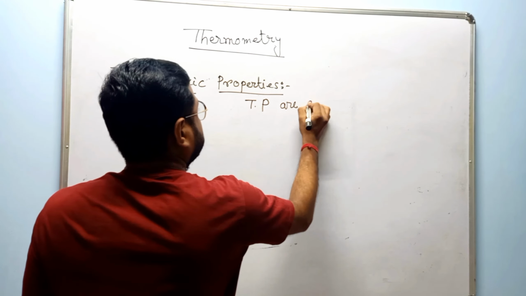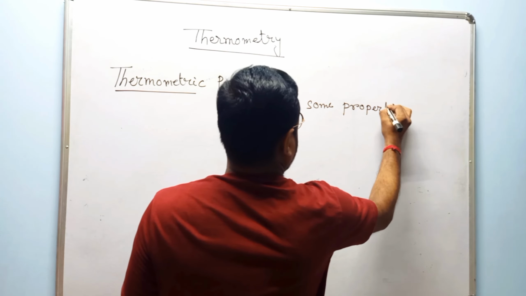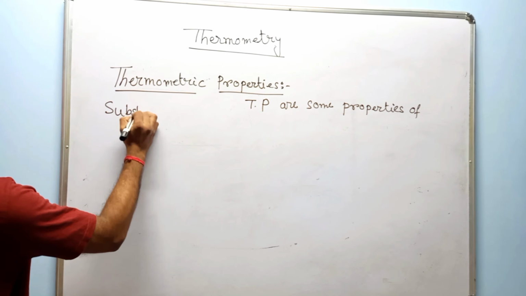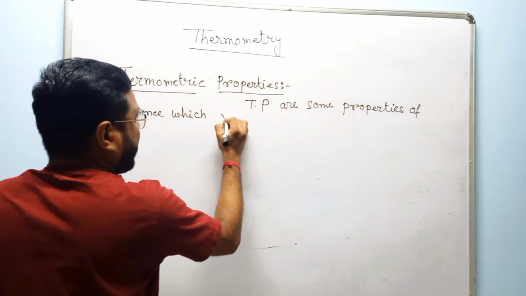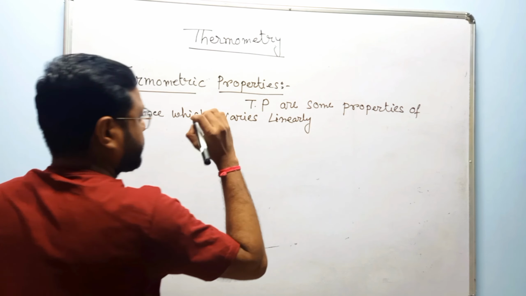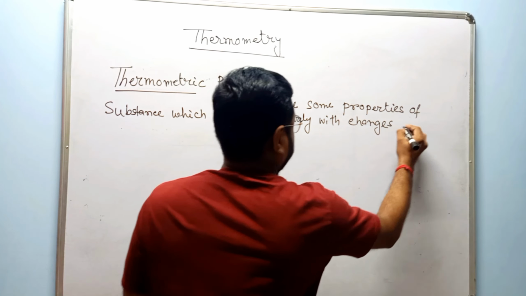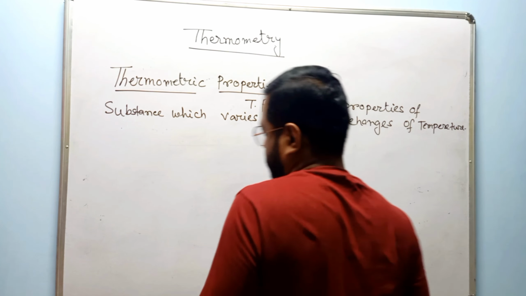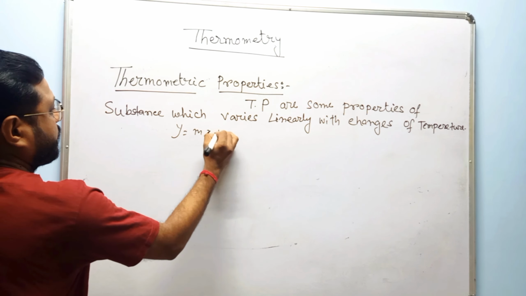Thermometric properties are some properties of a substance which vary linearly with changes of temperature. So it obeys the relation y equal to mx plus c.